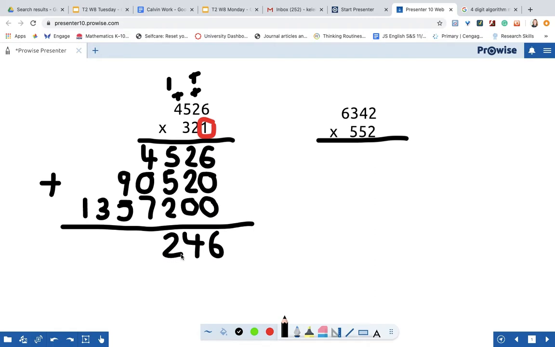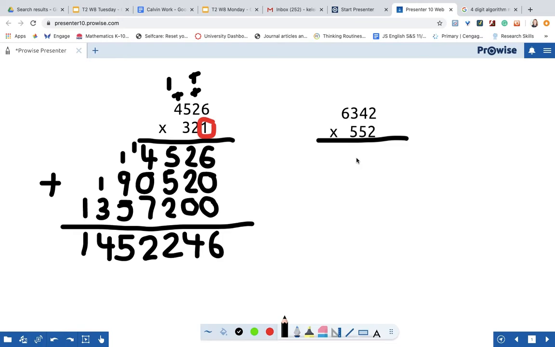So remember, we carry over, so 2 and carry over 1. So 7 plus 1 plus 4 is 12. Carry over the 1. 9 plus 1 is 10 and 5 is 15. Carry over the 1. 3 plus 1 is 4. And then we just have 1 by itself. So your answer is going to be this number down here. Okay, so let's try another example.